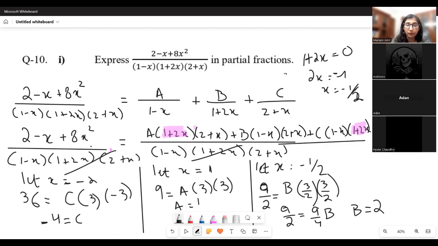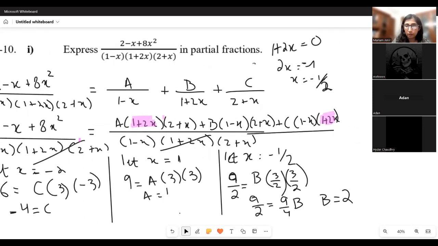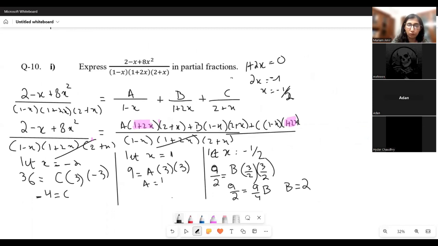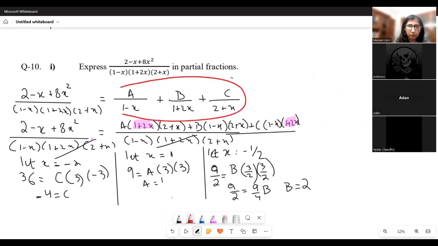This is correct. Yes. All right. So the final answer would be, all that's left to do now is substitute the value of A, B, C here. So the answer would be 1 upon 1 minus x, plus 2 over 1 plus 2x, minus 4 over 2 plus x. All right, this is the answer.